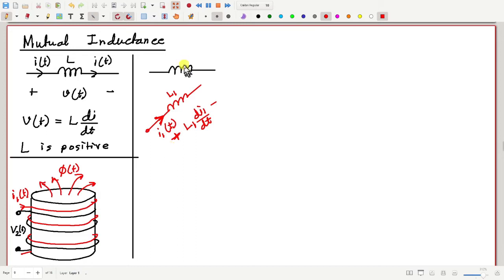But there will also be some voltage in the second coil, and that will again be proportional to di1/dt. Let the constant of proportionality be M. M is called the mutual inductance. Now the question is which side: this is the magnitude of the voltage, but is it the voltage of the left side with respect to the right side, or of the right side with respect to the left side? Any idea?